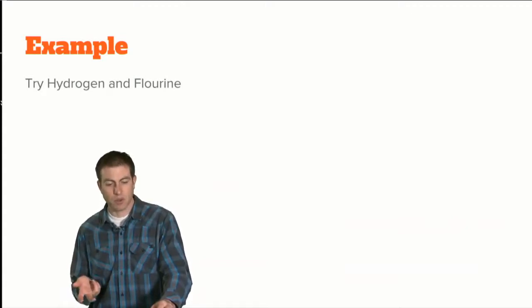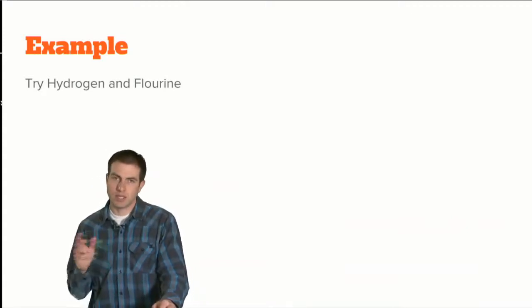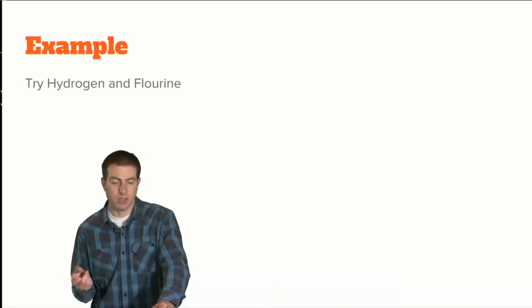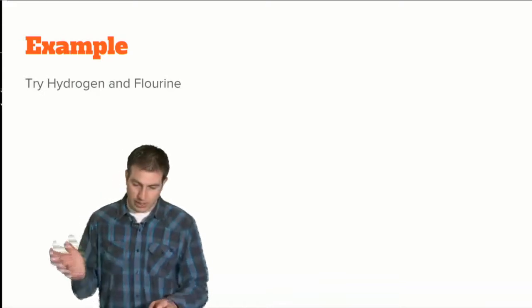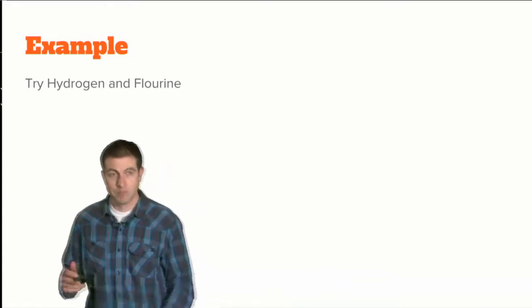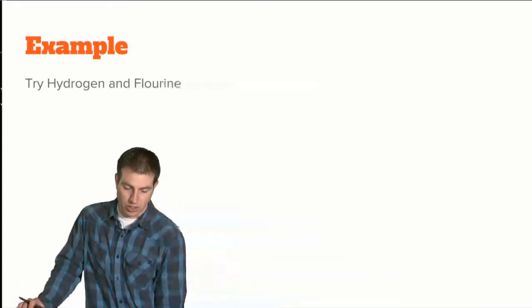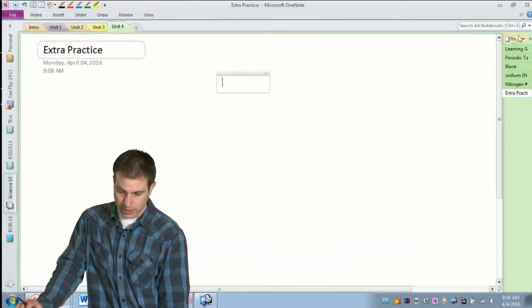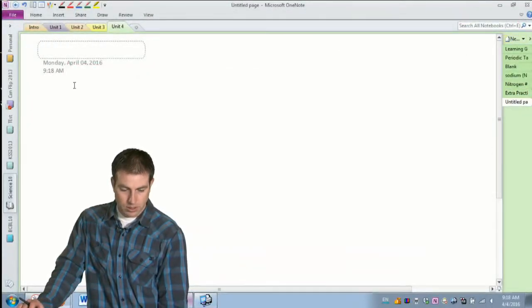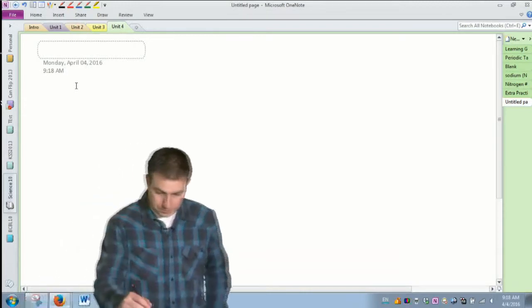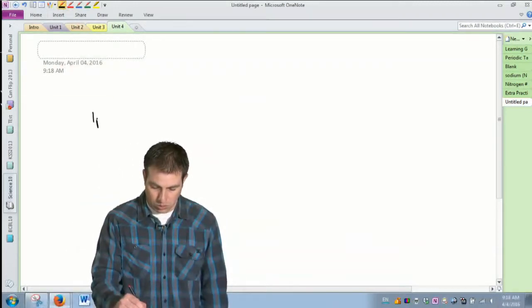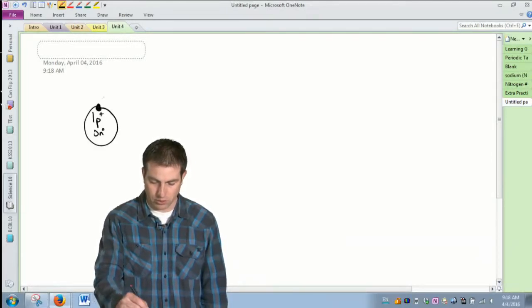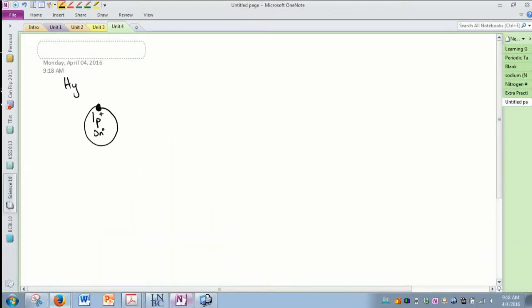So hydrogen and fluorine. These are 2 nonmetals. In this case, hydrogen is behaving like a nonmetal. If you have a scrap piece of paper out, just try it on your own. I'm going to jump over to OneNote and try this. So hydrogen is 1 proton, 0 neutrons, and it has 1 electron for its 1 proton. So that's hydrogen.